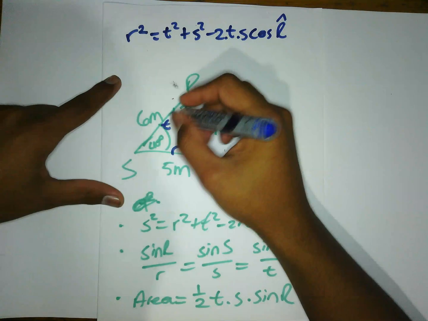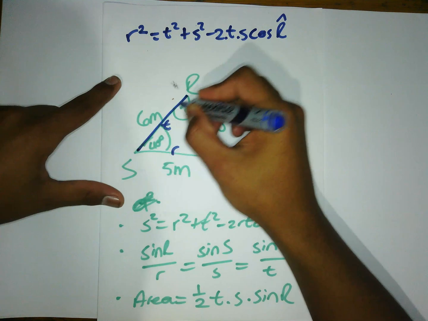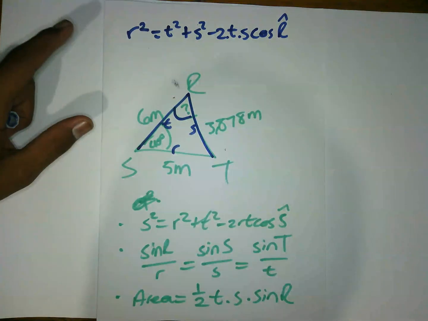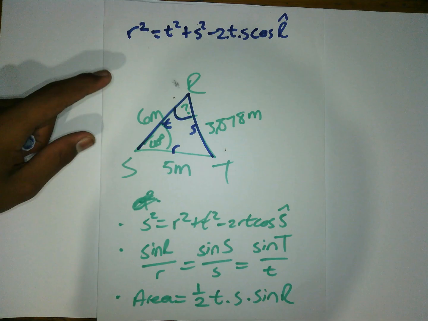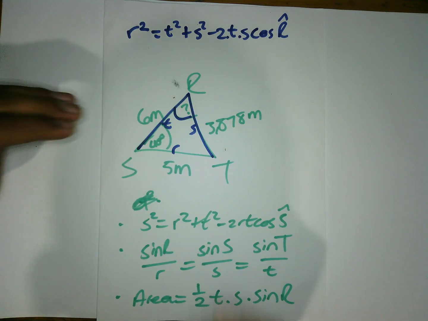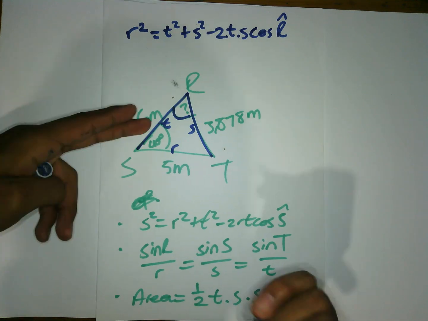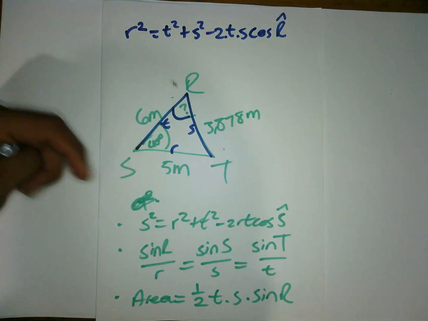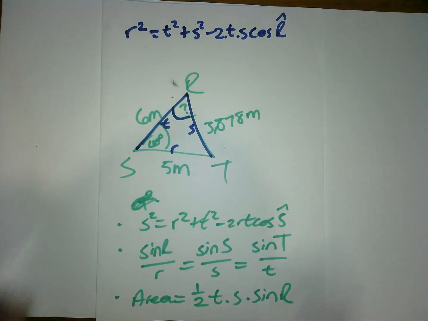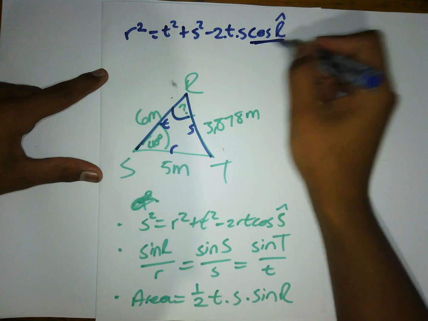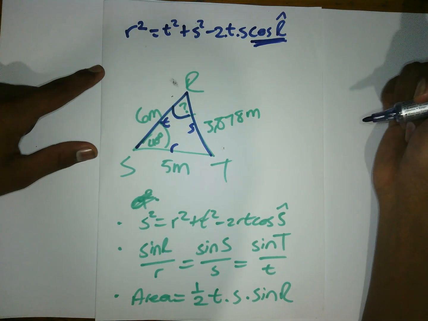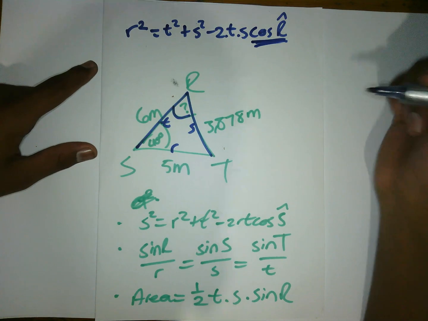So I have a side, I have my other side, but I don't have my angle. Remember I said that you can manipulate based on what you have to get the angle. So what I can do here is manipulate to get my R alone. Then you will get the exact same answer. You should get the exact same answer.